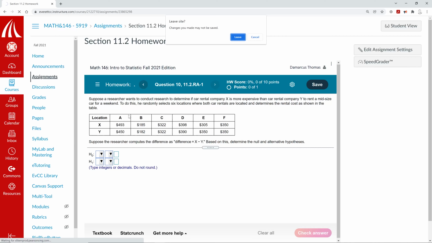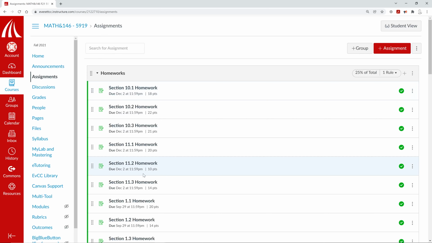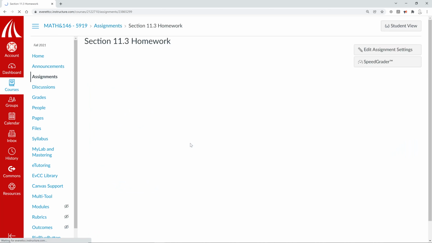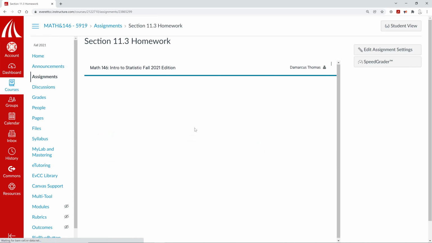Okay, so it's a matched pair design. You could probably do this entire experiment putting these into 2 lists, and then doing the test. We'll probably make a video going over those as well. 11.3. Let's take a look.